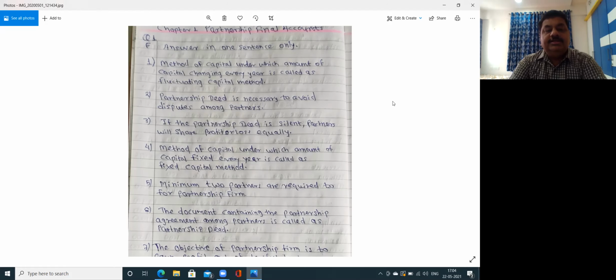You can see the answer on the screen. My handwriting is not that good, but it is written by me and provided for you. So this is answer number 1. Question number 1, what is fluctuating capital method? And the answer is: method of capital under which amount of capital is changing every year is called as fluctuating capital method.